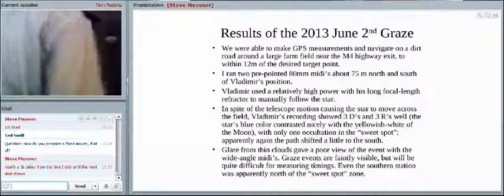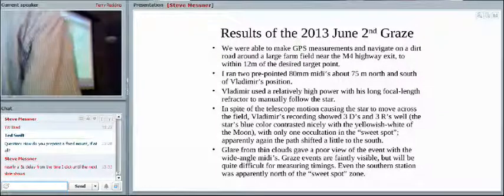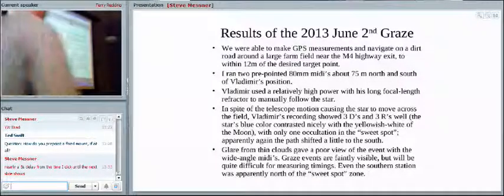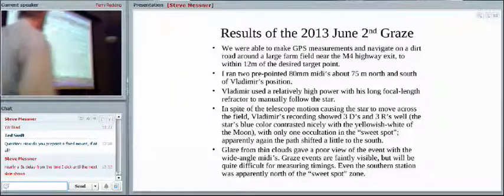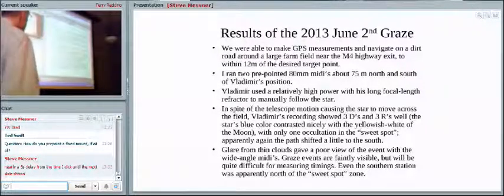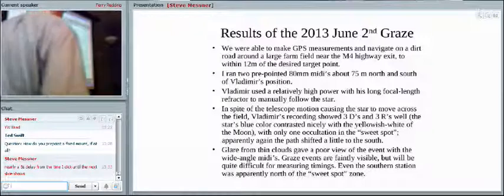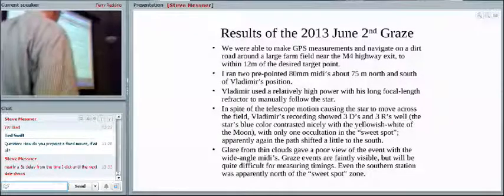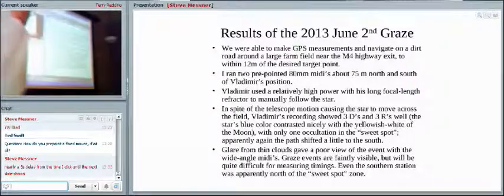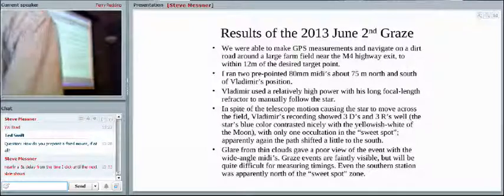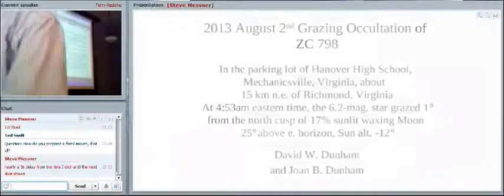So anyway, we had 3 Ds and 3 Rs, but we should have gotten more events if we really hit that sweet spot. There was just one event that was in the sweet spot area, 1 D and 1 R. So it showed, again, the path shifted a little south. Next slide.